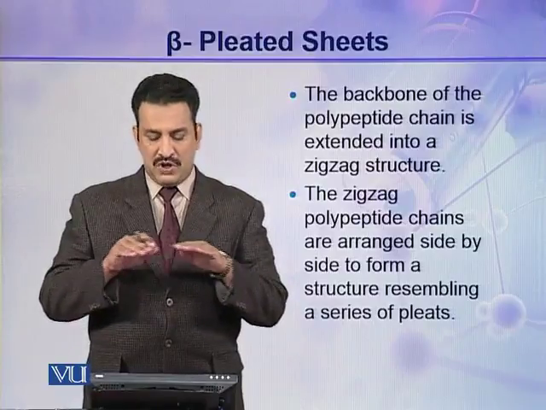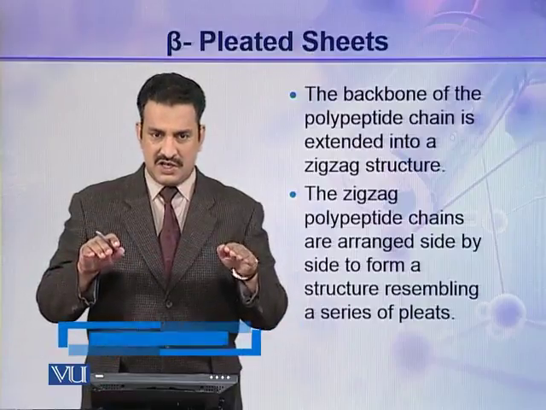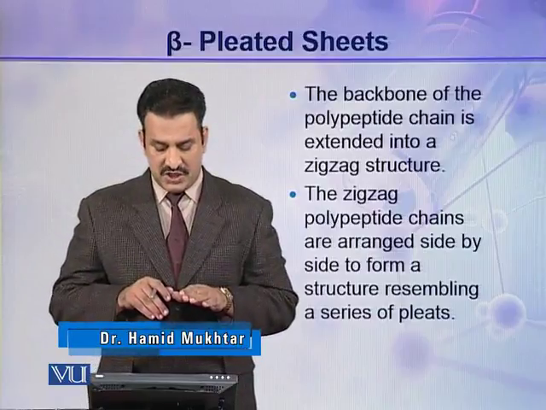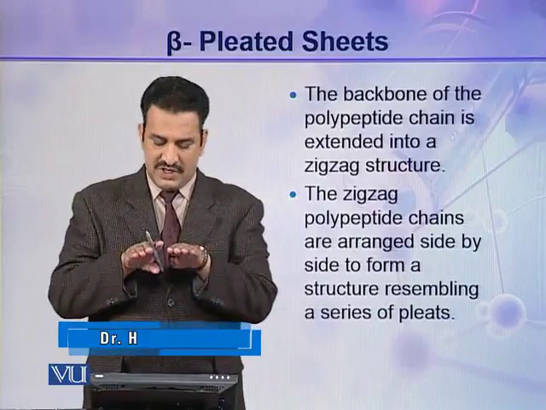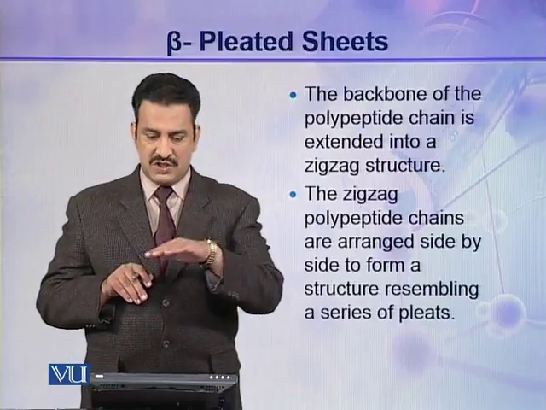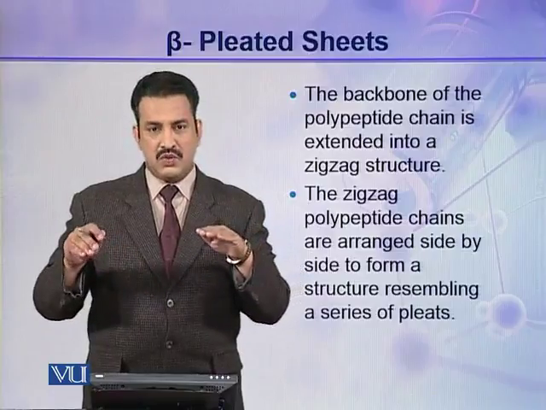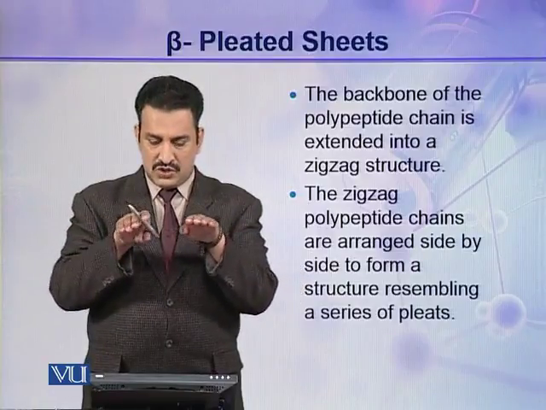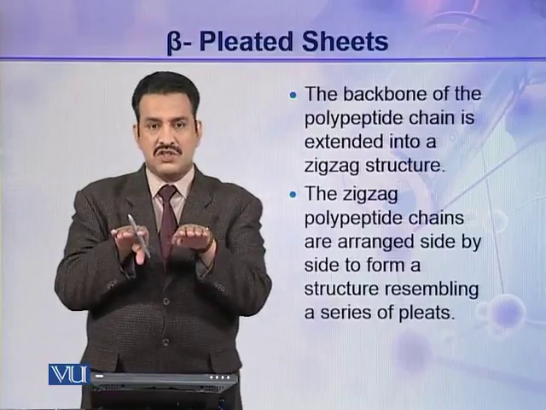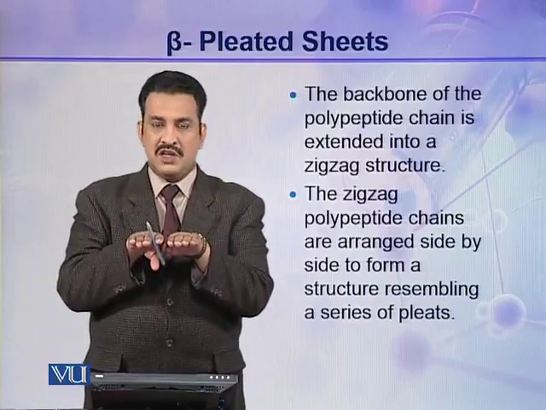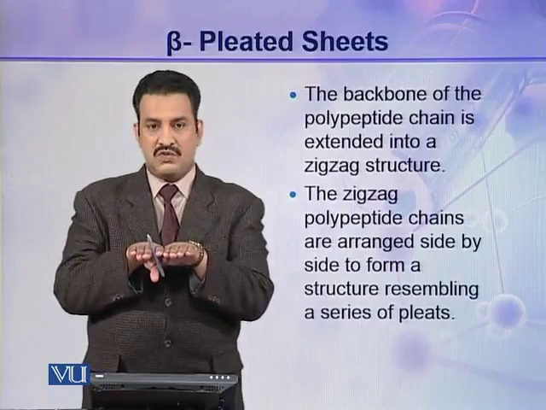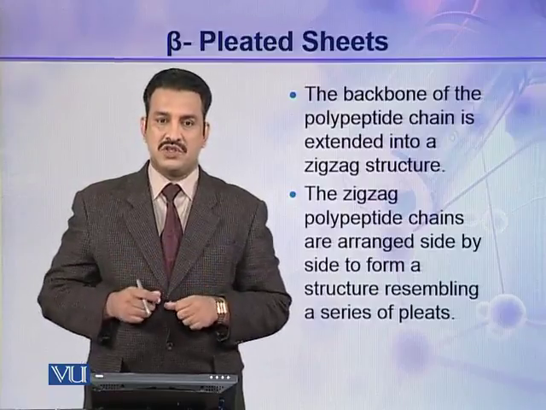So a polypeptide chain is arranged in a zigzag manner, and the zigzag polypeptide chains are then arranged side by side. For example, one polypeptide chain is zigzag and the other one is also zigzag, and these two chains are arranged side by side. When they are arranged side by side, they resemble a pleated sheet. That's why these structures were called beta pleated sheets.